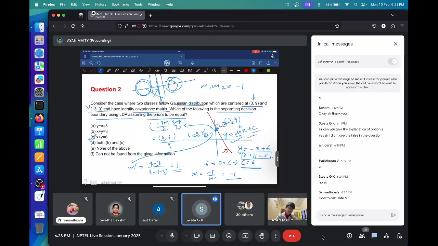Sir, the priors being equal means that the priors lie on the decision boundary, sir? No, prior. I mean, these pi k values mentioned in the lectures. If you go through those, this is the prior. Pi k is the prior probability for the kth class or class k. It basically means what fraction of points belong to class k.